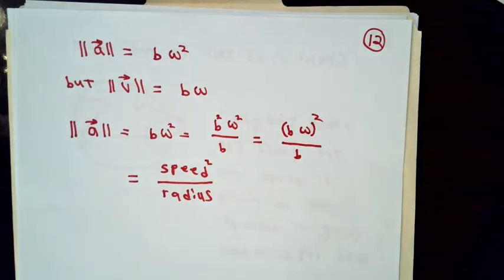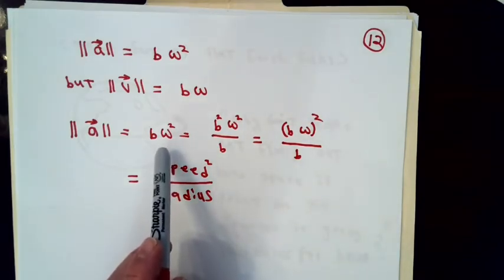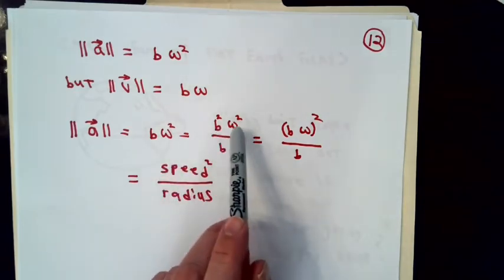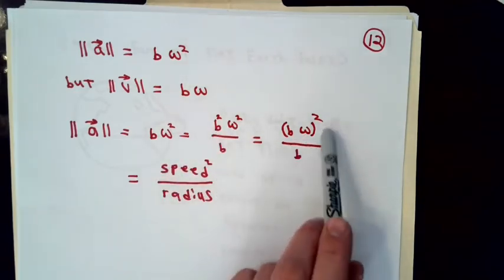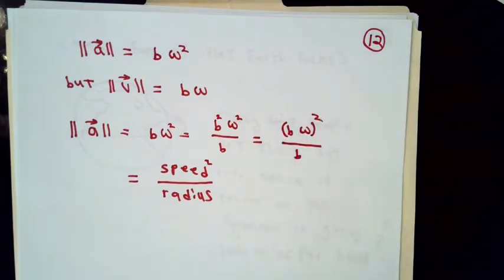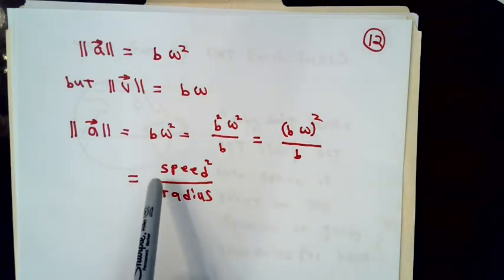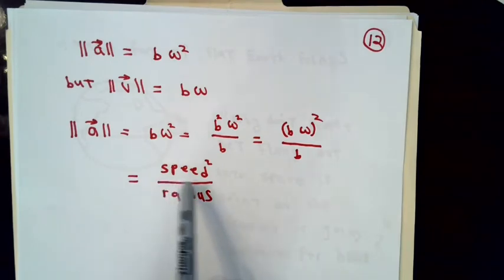So if I want to write this in something that I can relate to the physics and geometry of the situation, I'll take b omega squared and write it as b squared omega squared over b. This is the square of b omega divided by b. This would be speed squared divided by the radius. If you have an object moving in a circle with a certain radius, b, with a constant speed, the acceleration is going to have magnitude speed squared divided by the radius.